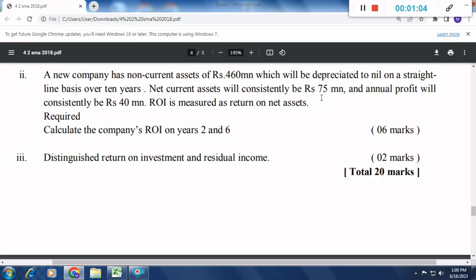consistently be ₹40 million. ROI is measured as return on net assets. Required: calculate the company's return on investment on years 2 and 6. In the question, ROI will be measured as return on net assets.